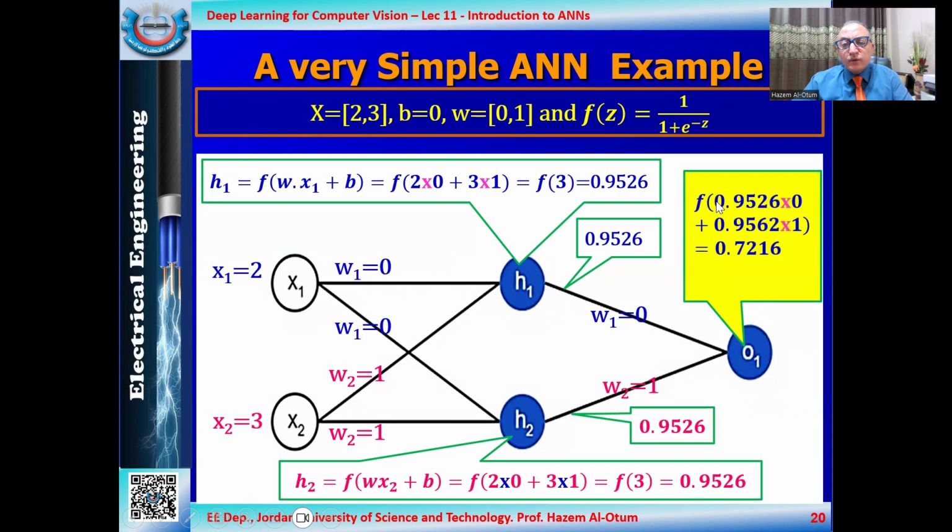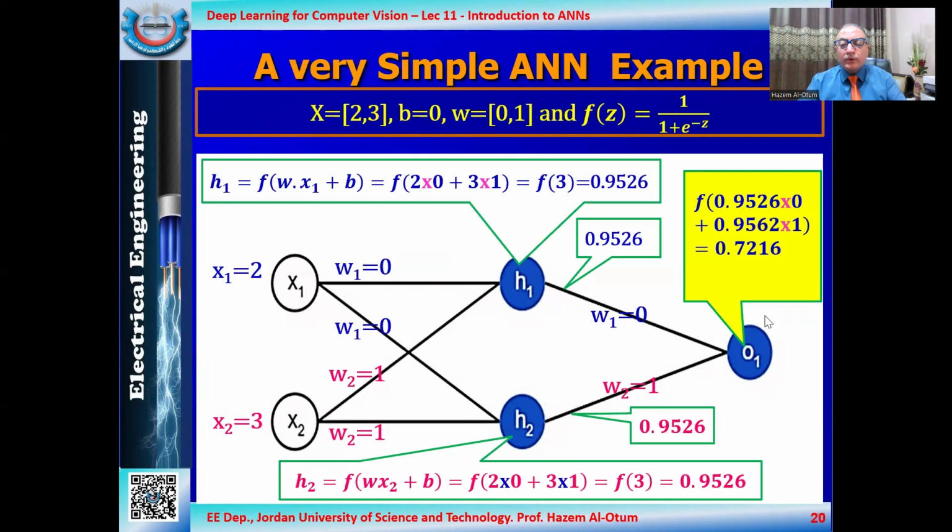So what will be the output here? It will be the output of the sigmoid after multiplying the inputs to this output node by the weights. So we have this value multiplied by this weight, plus the other weight multiplied by the activation or the output of H2, and this will be the second part. This will give us something like 0.7216. So this is the final output of this simple neural network in this case.